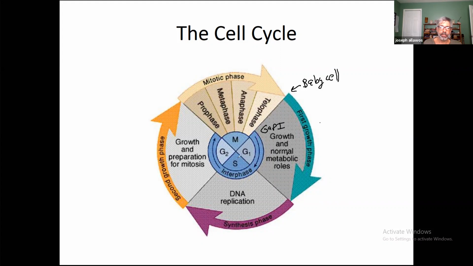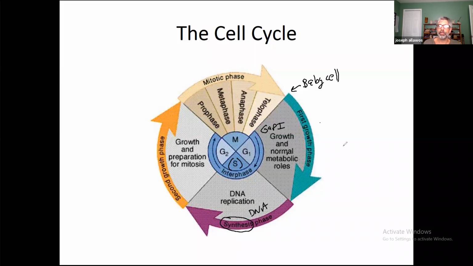The S phase, the S stands for synthesis, and you can see that right here. And the idea is if we're going to make more cells, then what we need to be able to do first is replicate the DNA molecule. And so what's being synthesized is in fact the DNA. And we call this DNA replication. So the S phase or synthesis phase is where the DNA is replicated.